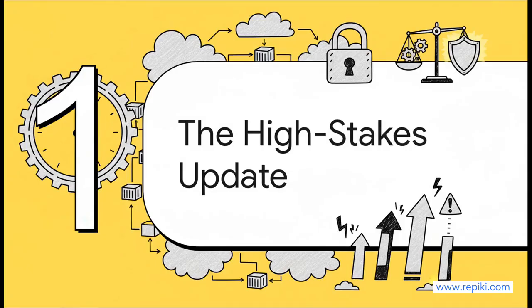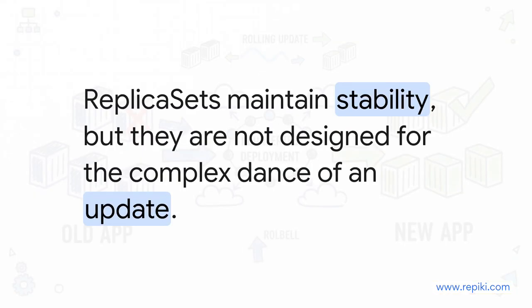And that really brings us to our first section here, just how high stakes this whole update process really is. You see, a ReplicaSet is fantastic at its job, and its one job is making sure a certain number of identical pods are running. It's a bouncer, focused purely on stability, but it doesn't know anything about change. It wasn't built for that delicate, complex dance of moving from version 1 to version 2.